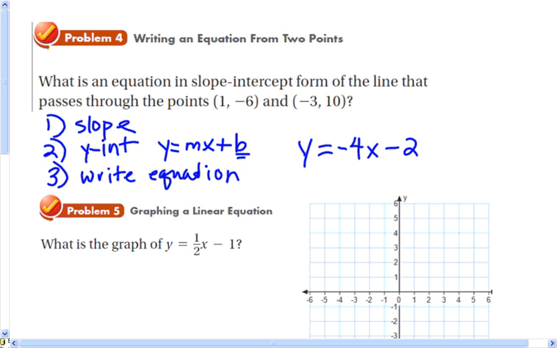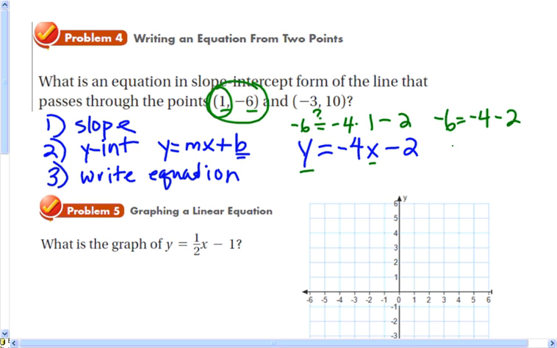All right, and one thing you should do to check your answers, you should actually make sure these points work in here for y and x, and that it makes a true statement. So if I put -6 where this y is, so I'm using this point here, and then I take -4 times my x value, which is 1, that's that, and I subtract 2, so that should be true. So is -6 equal to -4 minus 2? And that is true. So we just checked it there.